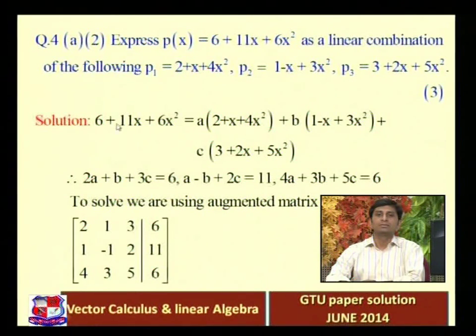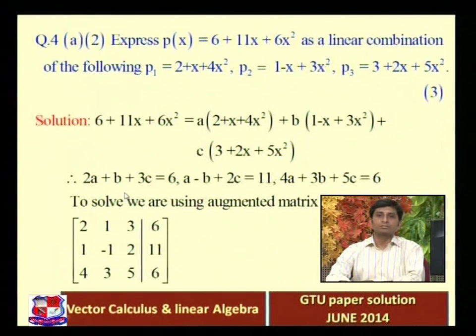This p, 6 plus 11x plus 6x square, is equal to a linear combination of p1, p2, p3 using the constants a, b and c. If we can find such a, b and c, definitely we can express this polynomial as a linear combination of p1, p2, p3. So 6 plus 11x plus 6x square is equal to a into (2 plus x plus 4x square) plus b into (1 minus x plus 3x square) plus c into (3 plus 2x plus 5x square).